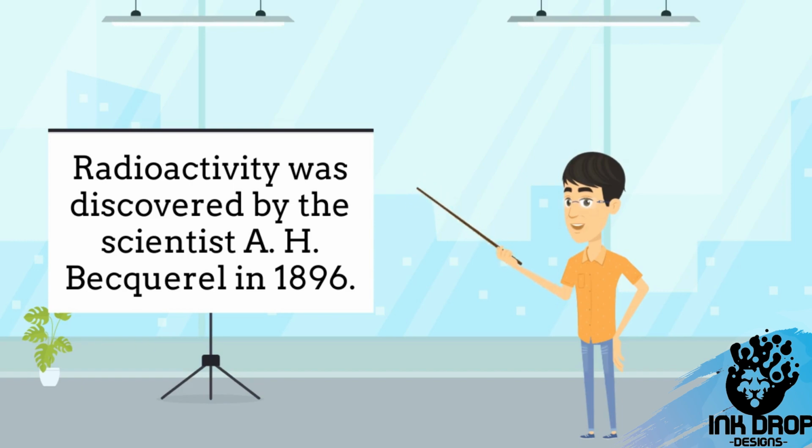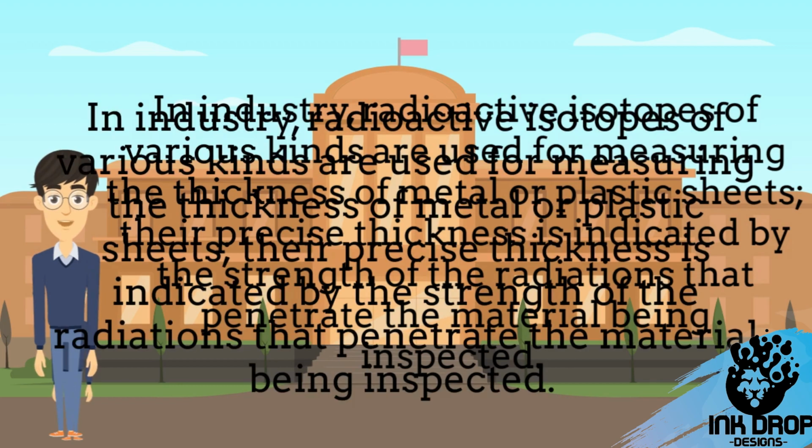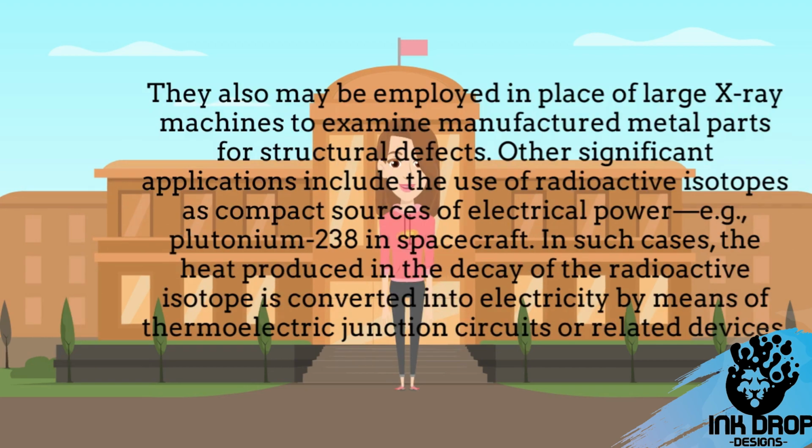Radioactivity was discovered by the scientist A.H. Becquerel in 1896. In industry, radioactive isotopes of various kinds are used for measuring the thickness of metal or plastic sheets. Their precise thickness is indicated by the strength of the radiations that penetrate the material being inspected. They also may be employed in place of large X-ray machines to examine manufactured metal parts for structural defects.